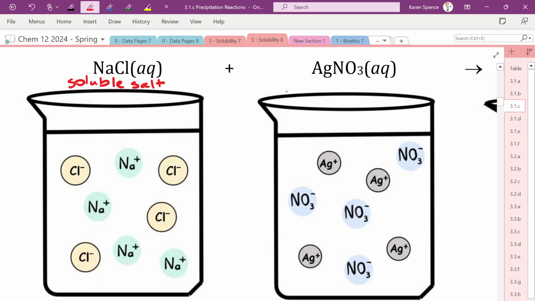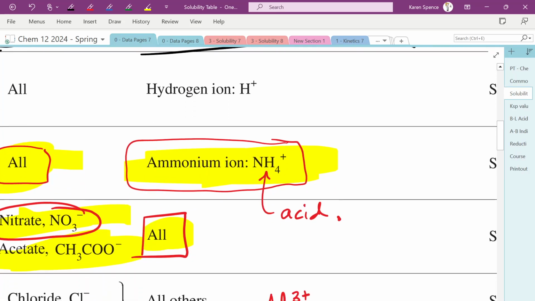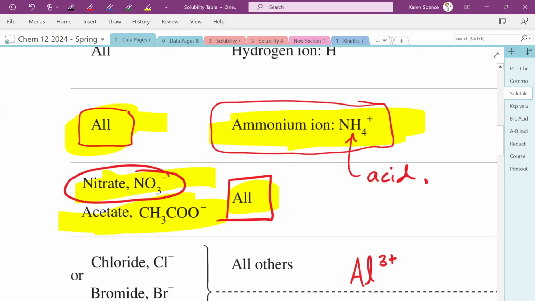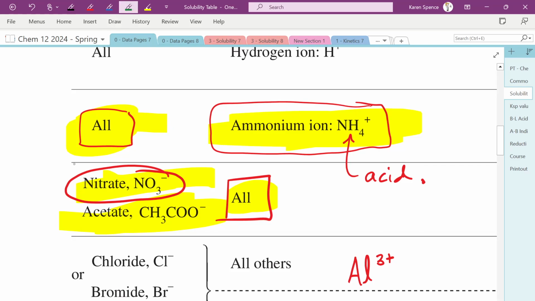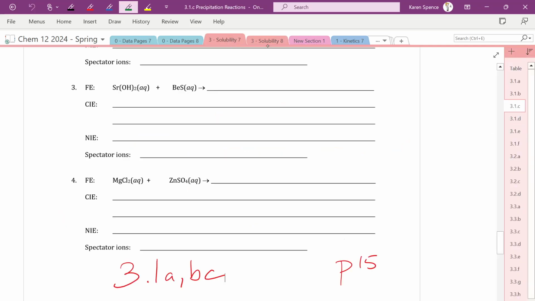AgNO3 is also a soluble salt. And once again, if we go to our data pages, how do we know it's soluble? Nitrate is another one. NO3 is soluble with everything. So if you see nitrate in a salt, it will dissolve. Okay?